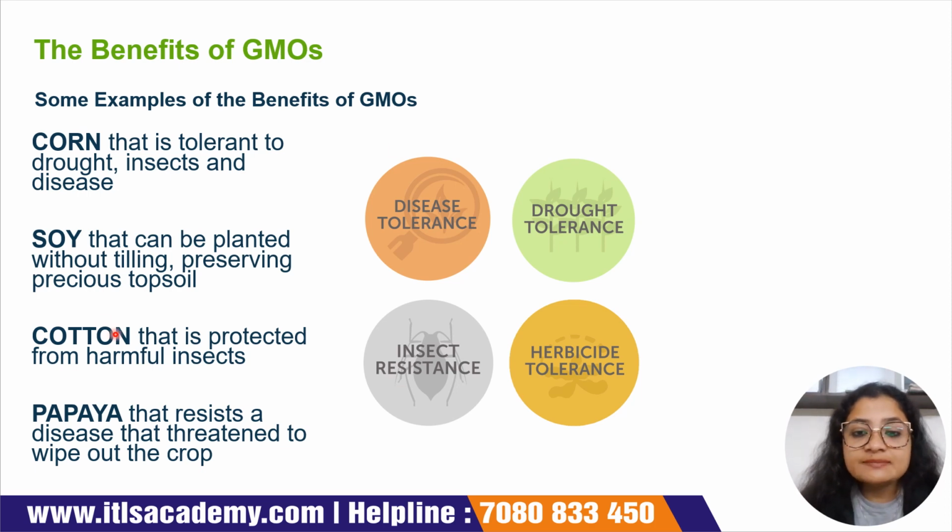Now coming to the various benefits of GMOs. See, I have given a diagram also. So we have disease tolerance, we have drought tolerance, we have insect resistance, and we have herbicide tolerance.